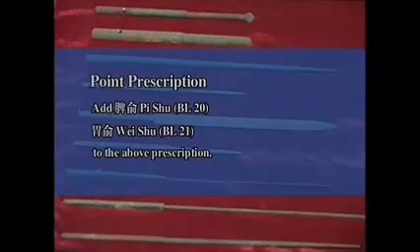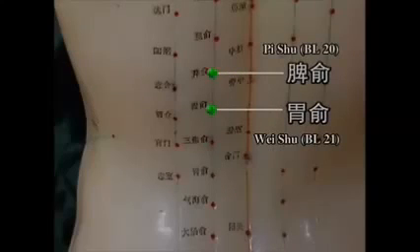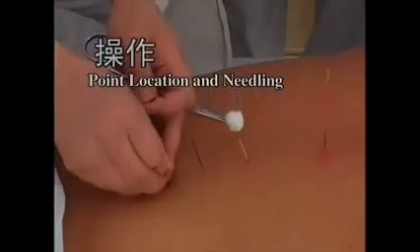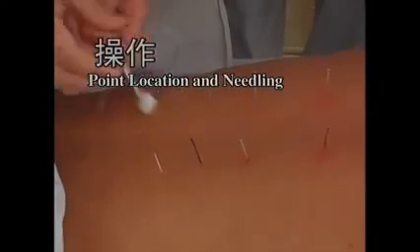Point prescription. Add bladder 20 and bladder 21 to the above prescription. Explanation of points. Adding these back transport points to the above prescription will help to free the qi of the organs and regulate the qi of the spleen and stomach while collectively functioning to clear heat, dry dampness, and fortify the spleen. Point location and needling. Locate and needle bladder 20 and bladder 21 as before.